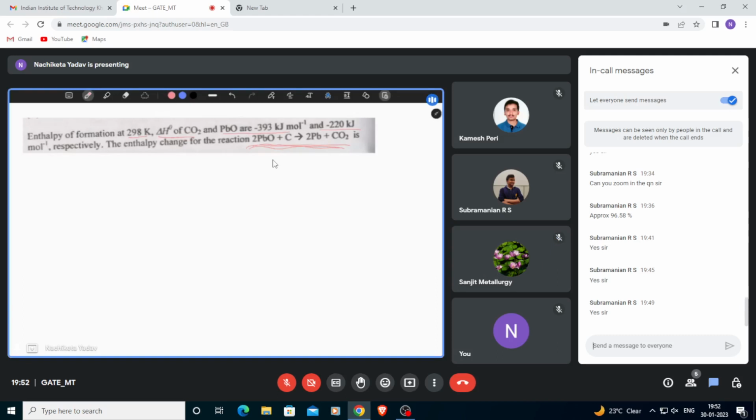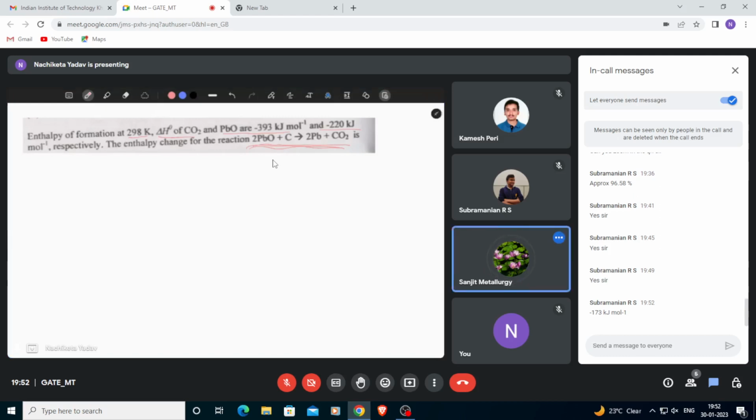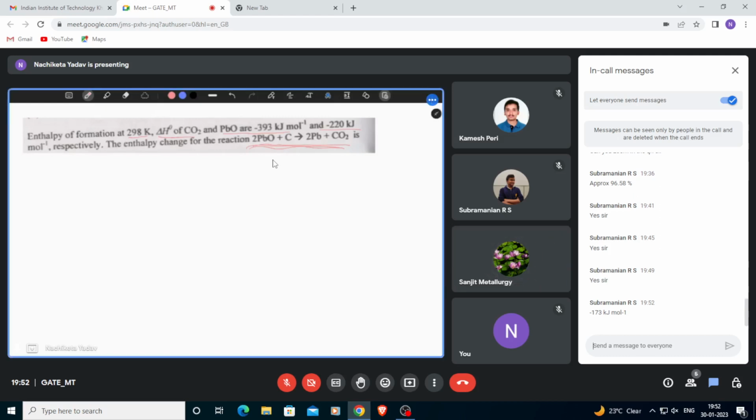I also missed it in the first instance. If you try to give the answer directly, it will be 565, which is a miss. But if you write the equation properly, then you will find where you are making mistakes. No, it will not be minus 173. Sir, will it be 566? No, not 566. See, here it is given 2 PbO. Here you are making mistakes in per mole. See, it is given per mole. You try again. This is kilojoule per mole.